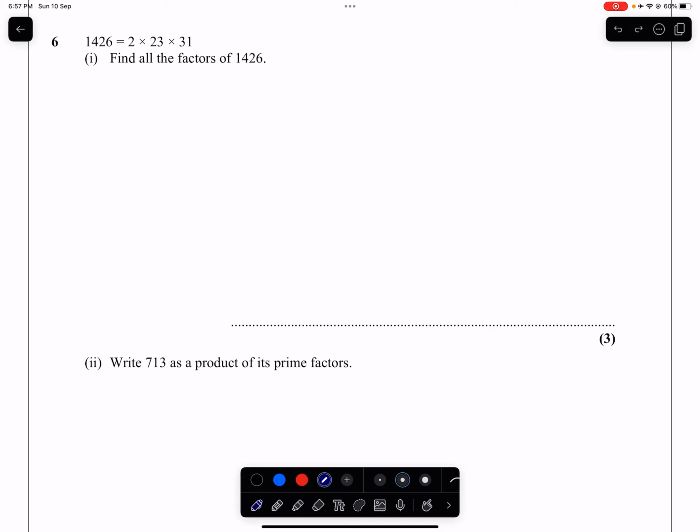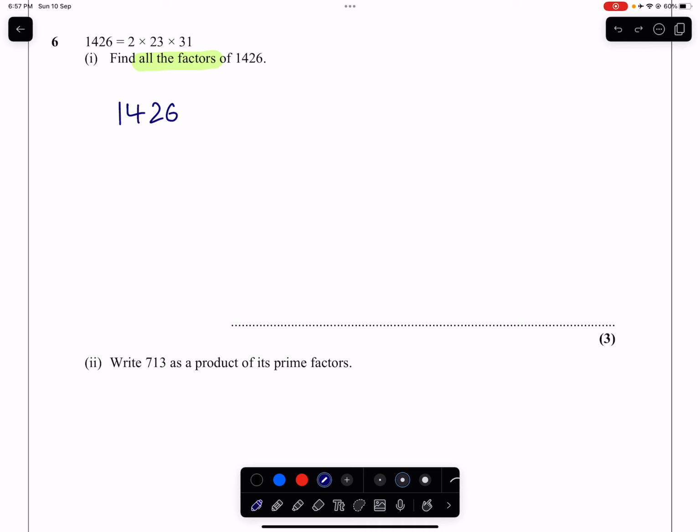Question 6. 1426 has been written as 2 times 23 times 31, and this question asks us to find all the factors of 1426. So 1426 can be divided by 2 because we can see it written as 2 times stuff there.